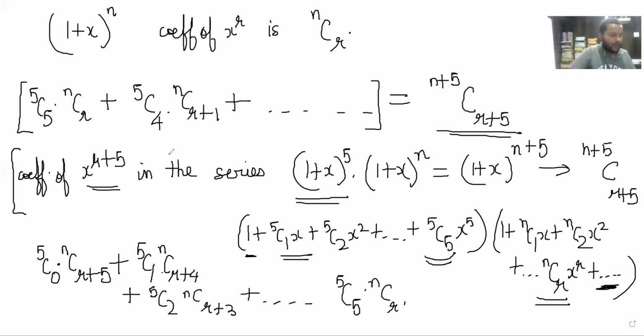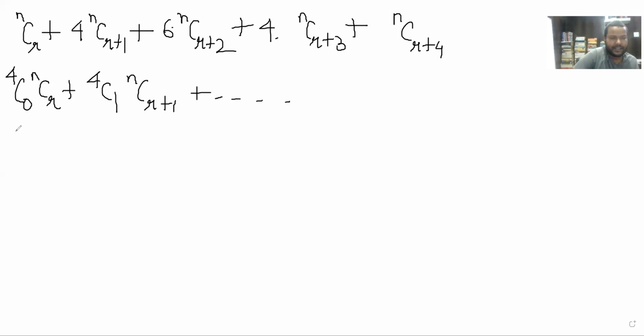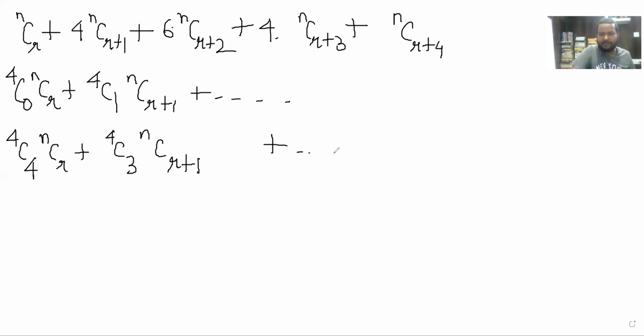So let's look at the denominator. What was the denominator for us? It was nCr plus 4 times nC(r+1) plus 6 times nC(r+2) plus 4 times nC(r+3) plus nC(r+4). And I noticed that this is 4C0 nCr plus 4C1 nC(r+1) and so on. Exact same steps, replace it with 4C4 nCr, and this becomes 4C3 nC(r+1), and the last term becomes basically 4C0 into nC(r+4). So this is basically exactly the same as the numerator.